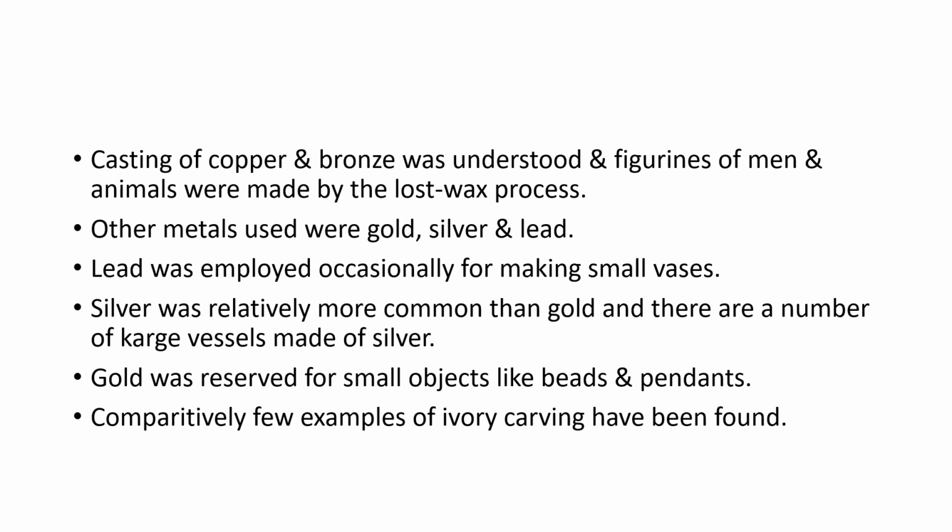Other metals used were gold, silver, and lead. Lead was employed occasionally for making small vases. Silver was relatively more common than gold, which is indicated by the number of large vessels made of silver that we have. Gold was by no means common and was generally reserved for such small objects as beads and pendants. Comparatively few examples of ivory carving have also been found, which include combs, carved cylinders, and so on.